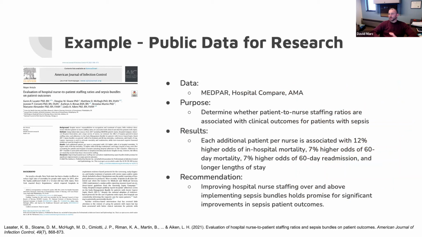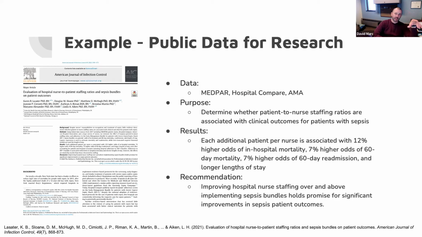I want to provide you just briefly with some examples, before we open it up to questions, of how public data has been used. So one example is research. Public data can be used for research. This is an example of a research article that was published just last year. The intent of the research was to determine whether patient and nurse staffing ratios are associated with clinical outcomes for patients with sepsis.